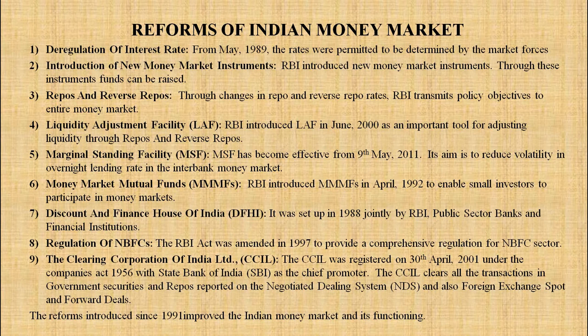to the entire money market. Next, liquidity adjustment facility, LAF. RBI introduced LAF in June 2000 as an important tool for adjusting liquidity through repos and reverse repos. Next, marginal standing facility, MSF, has become effective from 9th May 2011. Its aim is to reduce volatility in the overnight lending rate in the interbank money market.